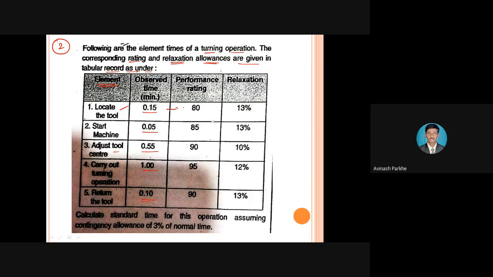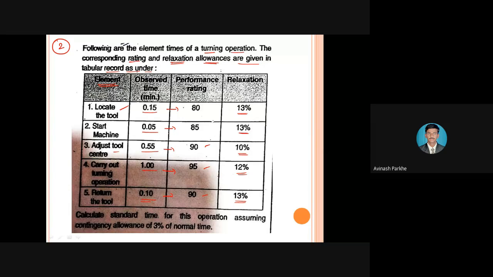In the third column, for each and every element, the performance rating is given. You can see in the third column: 80, 85, 90, 95, 90. And for each element, the relaxation allowance is given in the last column. For the first element, 13% extra relaxation allowance is there. For the second, again 13%. For the third element, 10%. For the fourth element, 12%. Again for the last, fifth element, 13%.